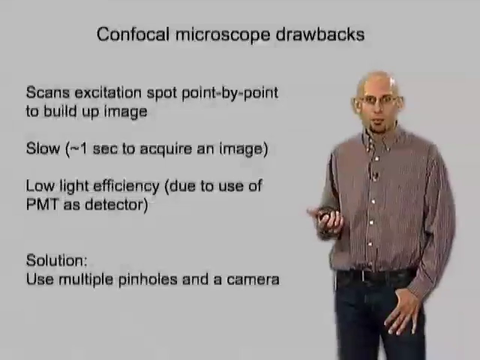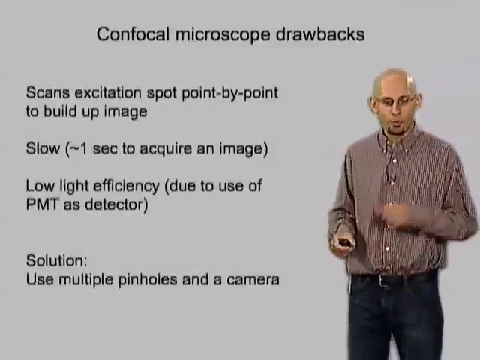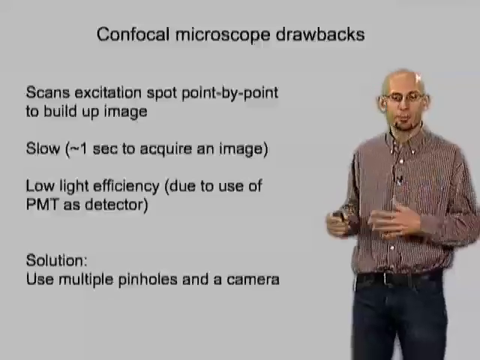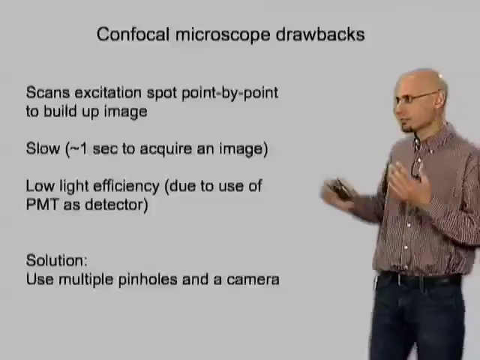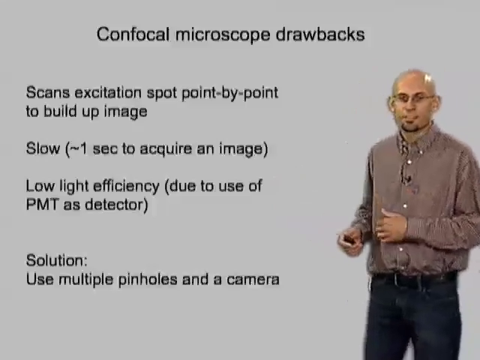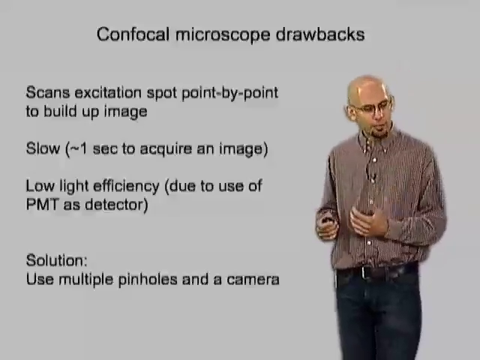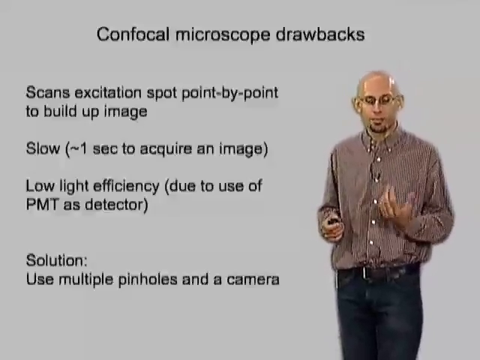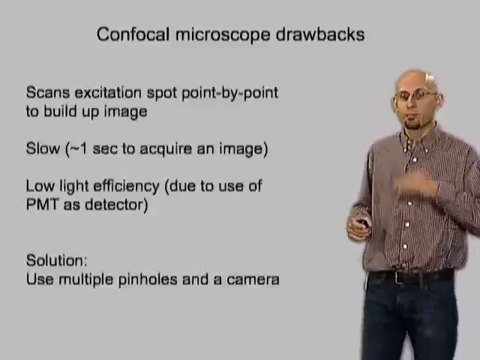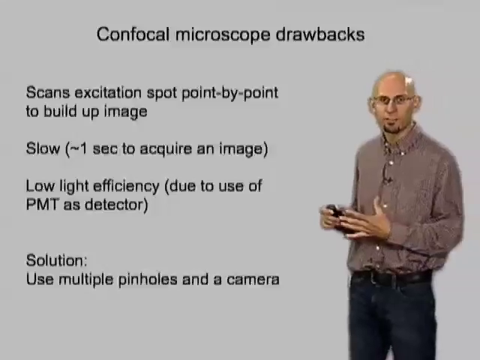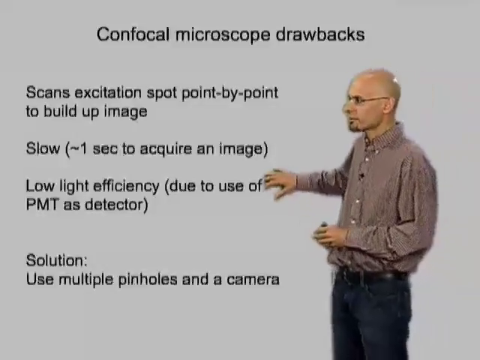As you've seen in the lab, the confocal microscope requires that you scan your sample point by point to build up an image. And this has one major drawback, which is that it's slow. It can take you a second or more to acquire an image. This is often a significant problem if you're trying to look at processes that occur quickly, particularly in the context of a three-dimensional image where you need to take many images to build up that 3D reconstruction. So one major drawback of confocal is that it's very slow.